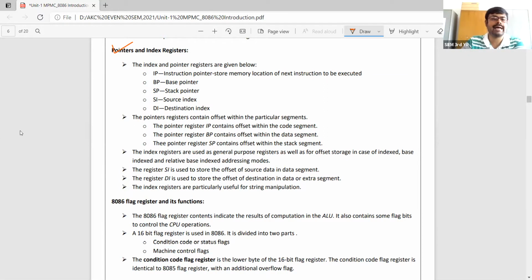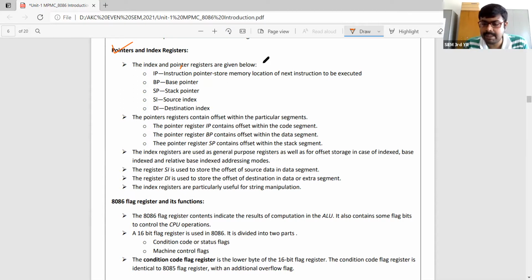First one, we're talking about the IP. IP, obviously, is the instruction pointer. What is the task? The instruction pointer stores the memory location of the next instruction to be executed. If for MCQ purposes anybody asks you, that is a very simple answer. It will store the memory location of the next instruction to be executed. So the upcoming instruction's memory location will be stored here.